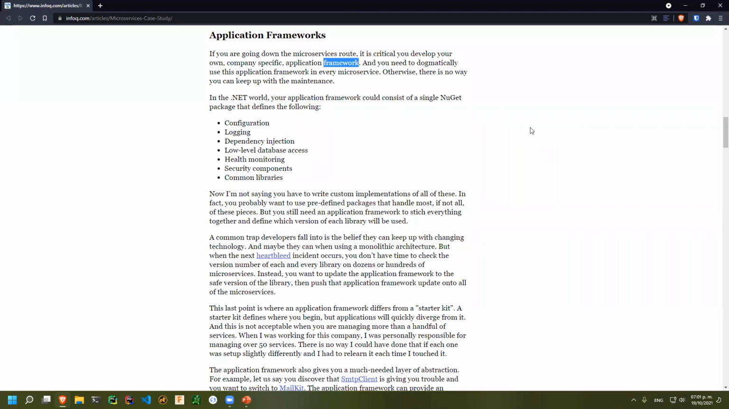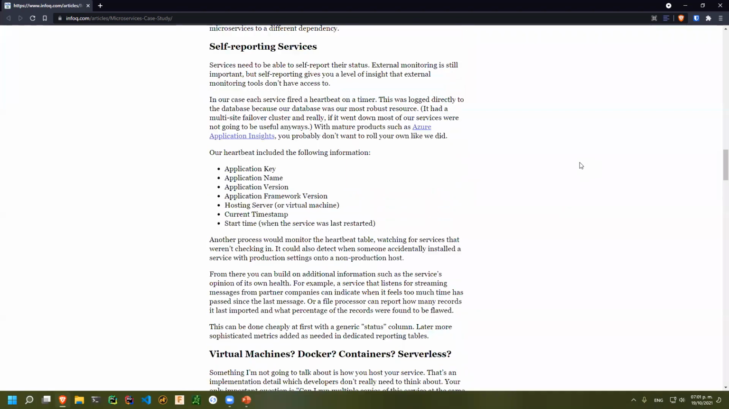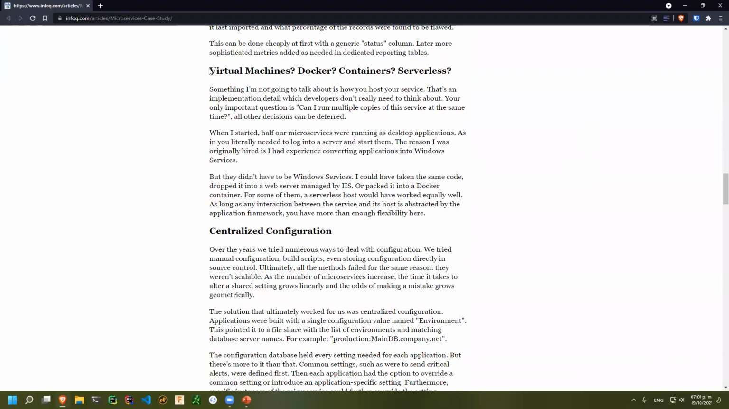So even though the rules of, for example, the DRY principle or the KISS principle are not fully respected when dealing with microservices, some of the most common areas like configuration or logging are best kept shared across different services. So having an application framework for microservices helps you reduce the friction.